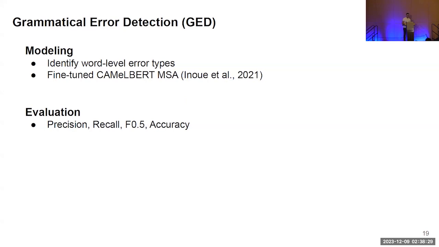Now, in terms of modeling, we build word-level classifiers to identify the specific error types in a given text by fine-tuning CAMeLBERT-MSA, which is a BERT model that was pre-trained on MSA text. For evaluation, we use precision, recall, F0.5, and also accuracy. F0.5 weighs precision twice as much as recall, and it's a commonly used metric in grammatical error detection and correction.